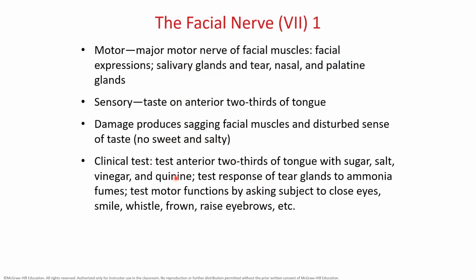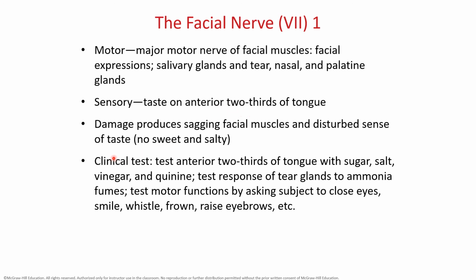So now let's go over the facial nerve, cranial nerve number 7. So that is a mixed nerve. So we have two different functions here. We have a motor function, and we also have a sensory function. So for the motor, the facial nerve provides major motor nerve of the facial muscles, facial expression, salivary glands, anterior nasal and palatine glands. Sensory, we're going to provide sensory to the taste of the anterior 2/3 of the tongue, and the posterior 1/3 of the tongue is going to be cranial nerve 9.